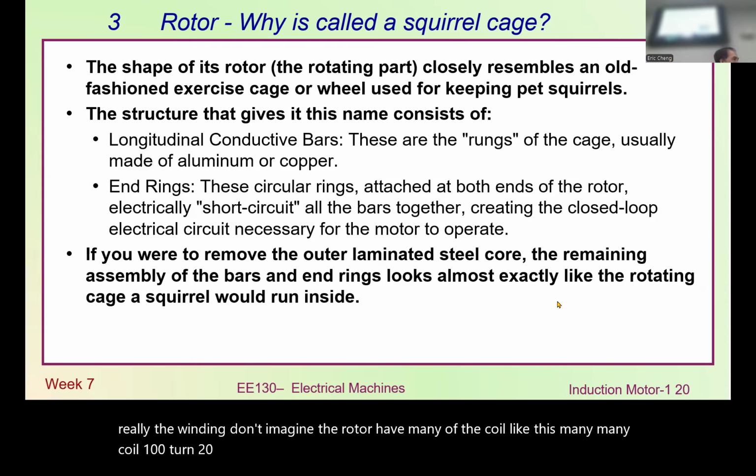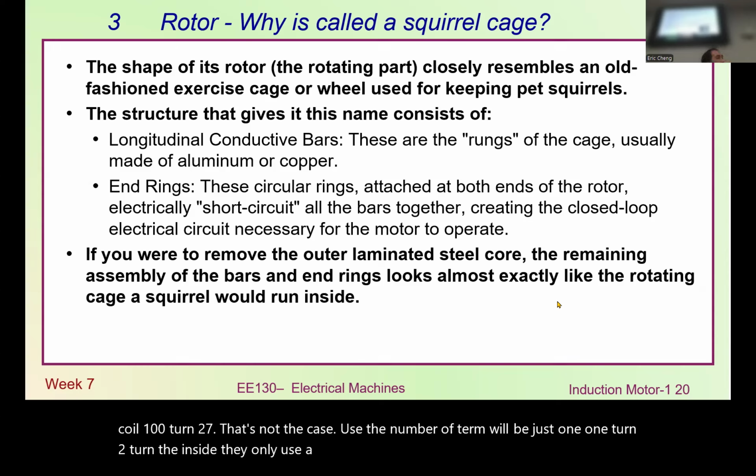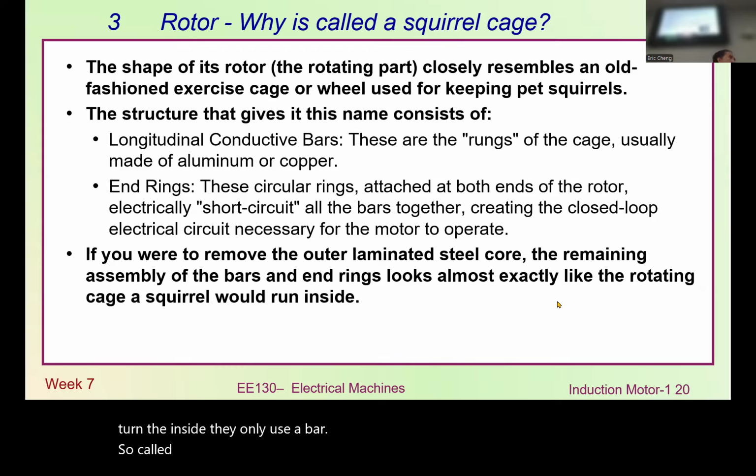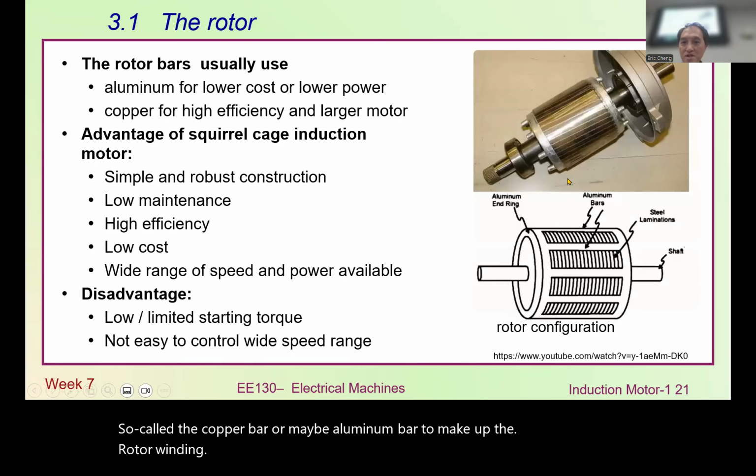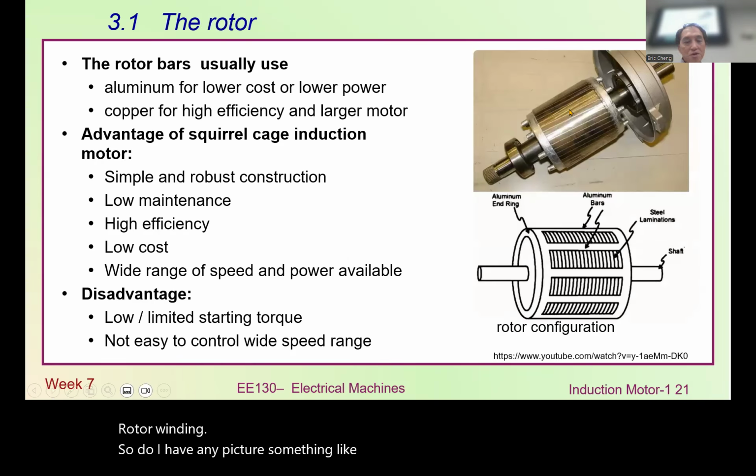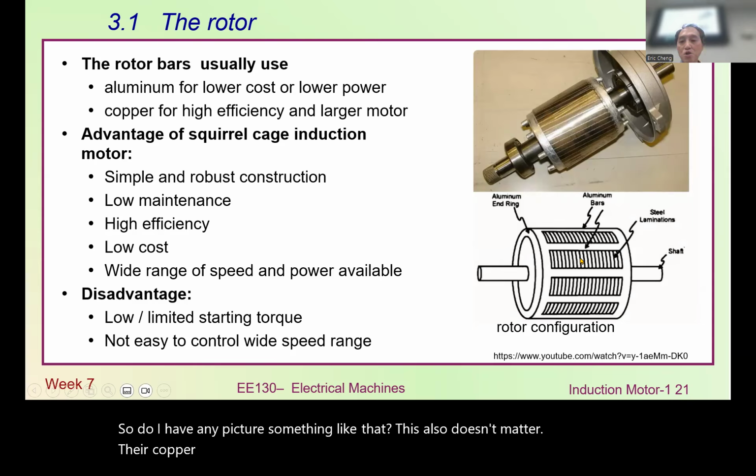That's not the case. Usually the number of turns will be just one turn, two turns. Inside, they are only using bars, so-called copper bars or maybe aluminum bars, to make up the rotor winding. Do I have a picture? Something like that. These are the copper or aluminum bars that make up the rotor winding. So you can see how it looks. We do have a magnetic core inside.